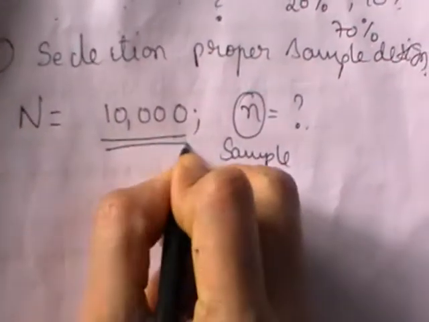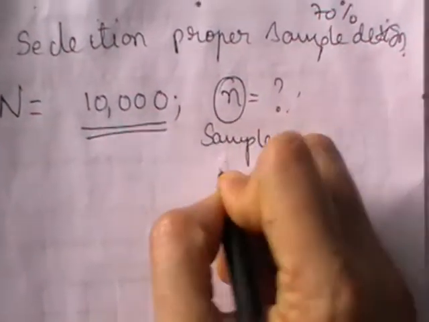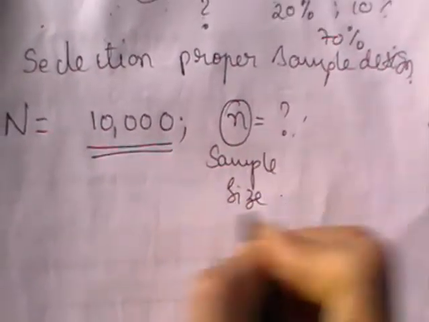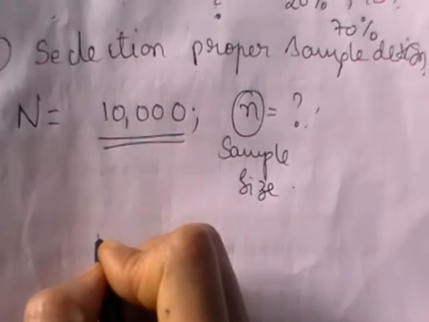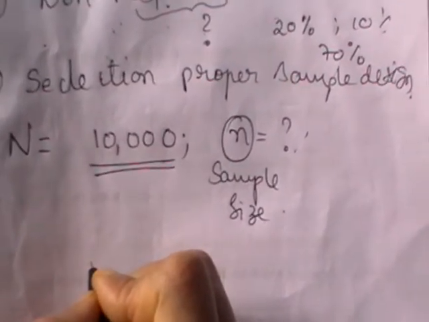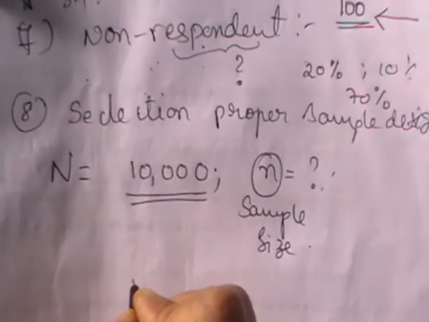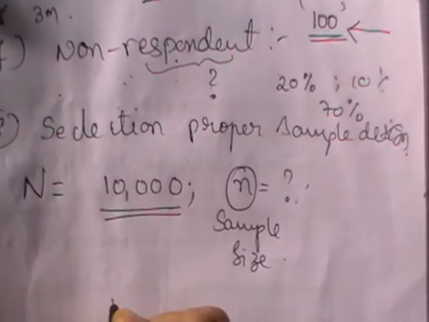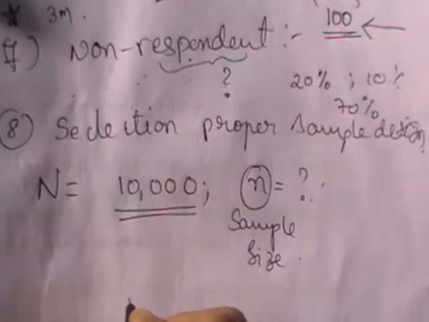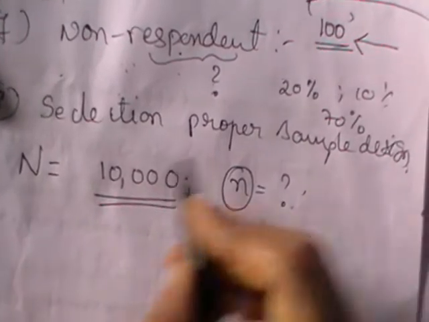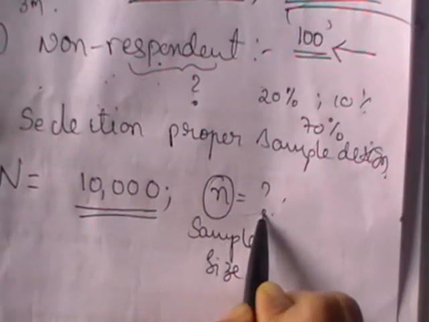With respect to 1000, or 10,000, what will be the sample size? How do you decide? I think these surveys should be universally accepted. It is not a survey done for you or for me. Whenever a survey is done, it should be accepted by the maximum number of people. So what is the sample size you are going to select?